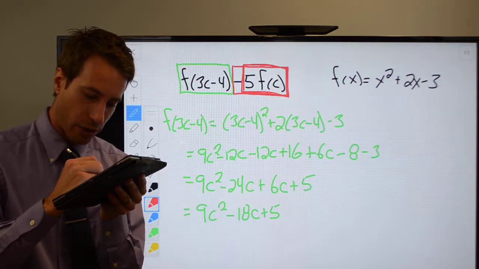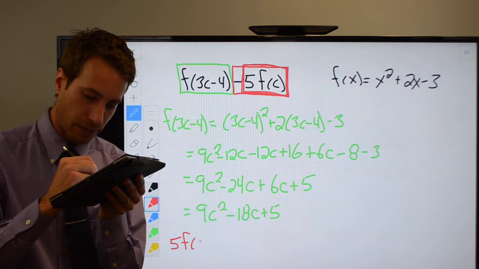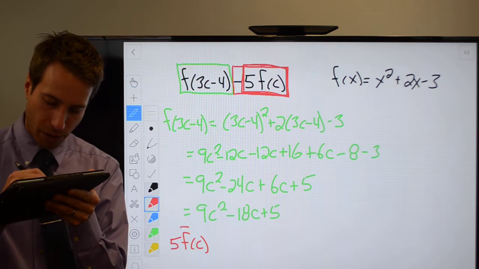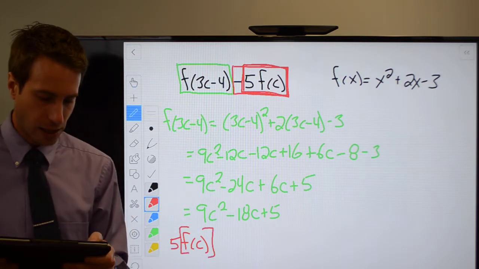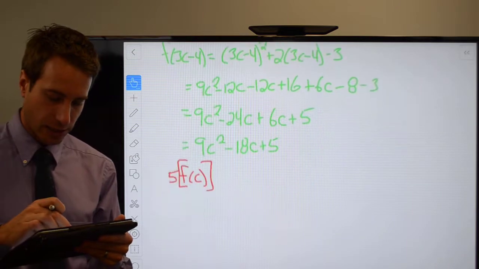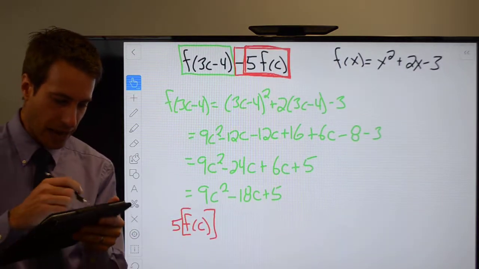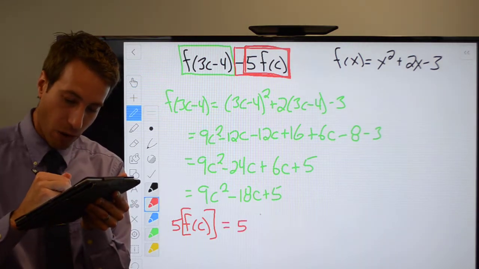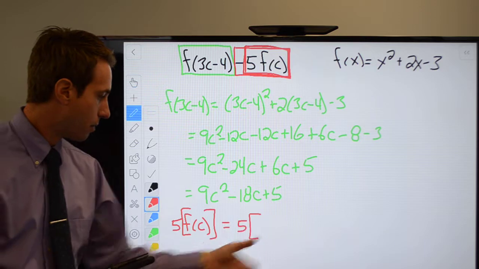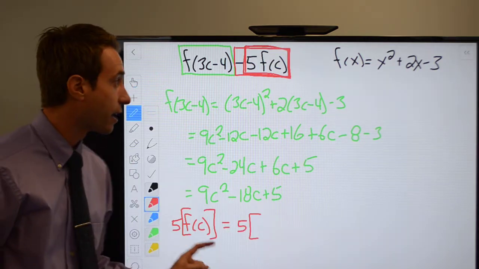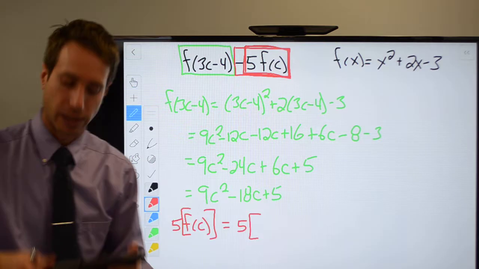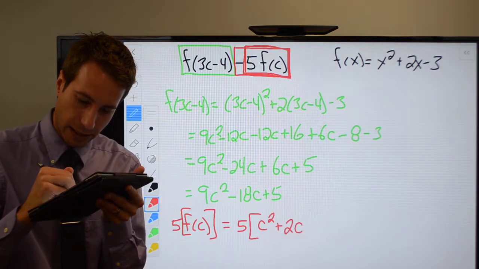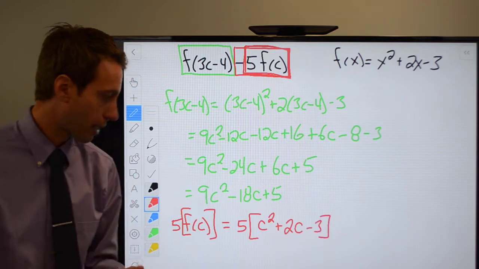So here we go. I'm now going to do 5 times f of c. No big deal. Here's what I'm going to do to sort of help me get this straight. I'm going to put a box, brackets, around that f of c. So let's go ahead and slide this guy up after I have written it. So what I'm going to have is a 5 multiplied by, and then I got to plug in my domain value of c. So everywhere I have an x, I plug in a c. So that's going to be a c squared plus 2c minus 3. Okay, so there you go.